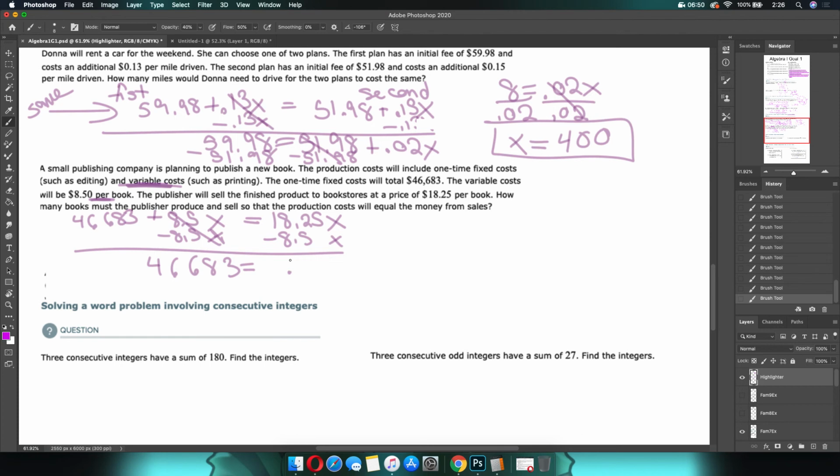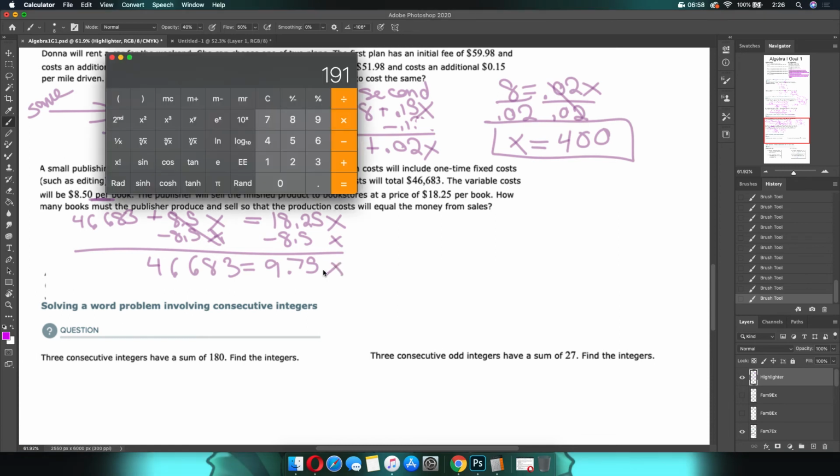My brain just melted. Did you see that? 9.75, and then that's going to be 17,975. All right, I'm good, but I'm not that good. So let's see here.